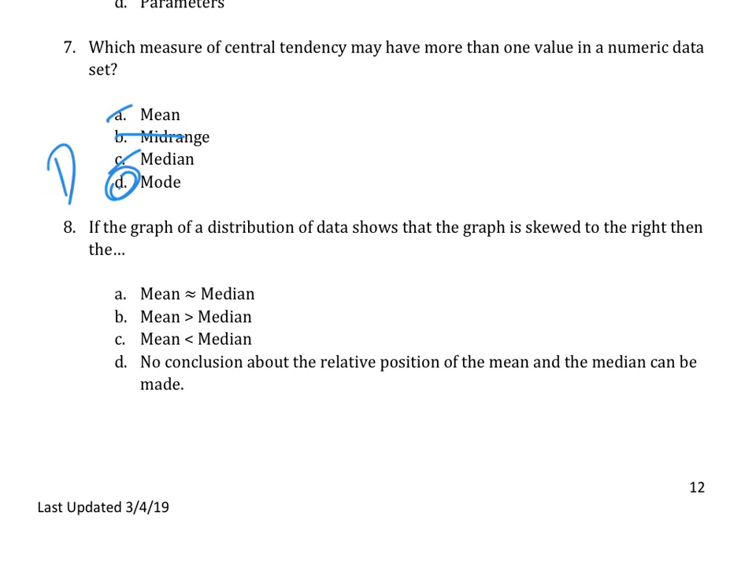Number 8, if the graph of a distribution of data shows that the graph is skewed to the right, then if it's skewed to the right, that means the mean is larger than the median. So that'd be letter B for number 8.